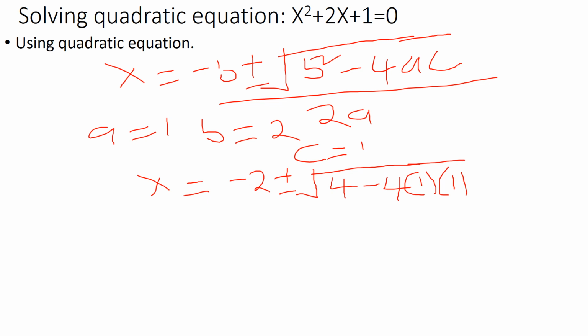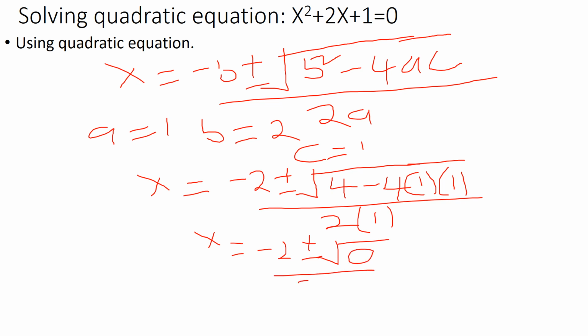And then we divide by 2 multiplied by a, so we multiply this again by a, which is 1. In this case our x will be equal to negative 2 plus or minus the square root of 0, divided by 2, and we know that the square root of 0 is 0.